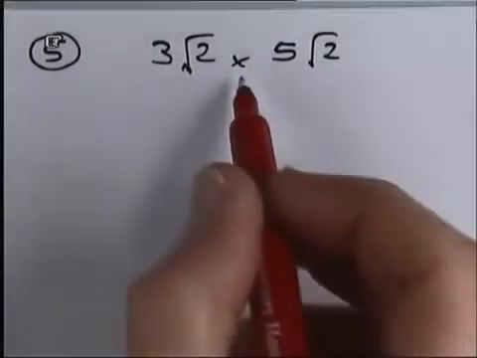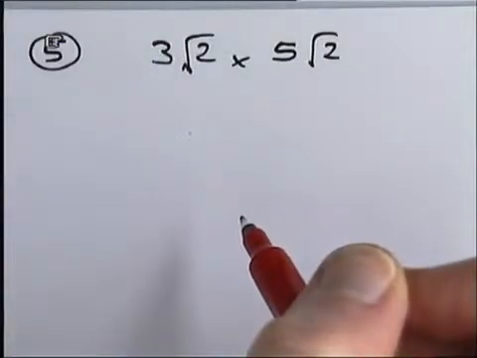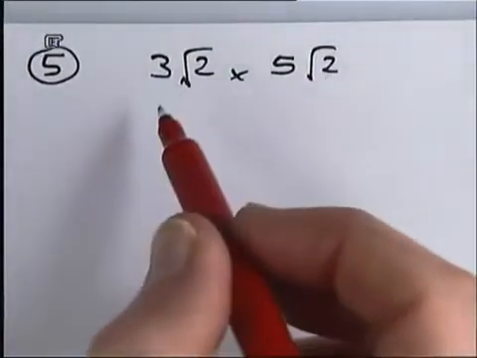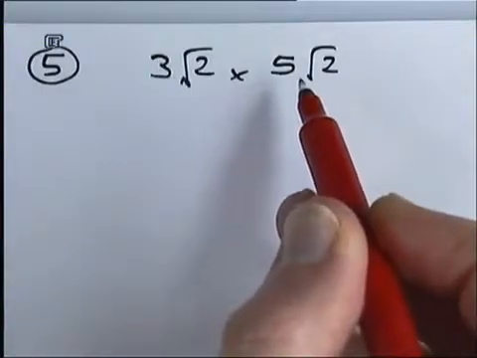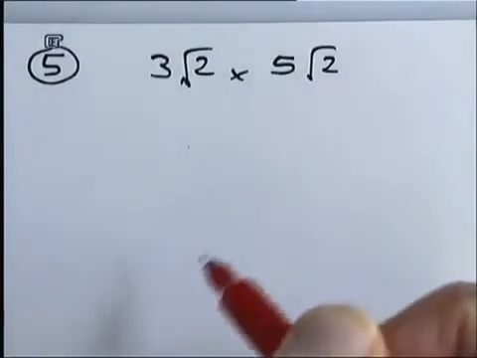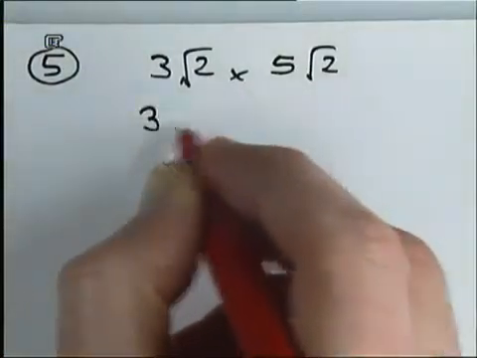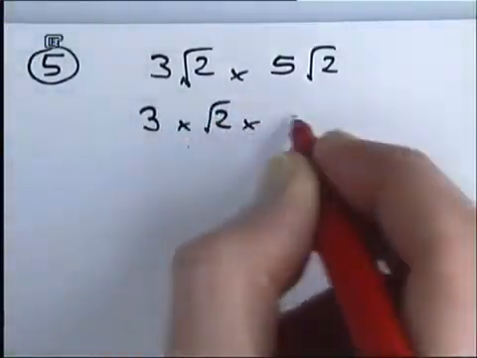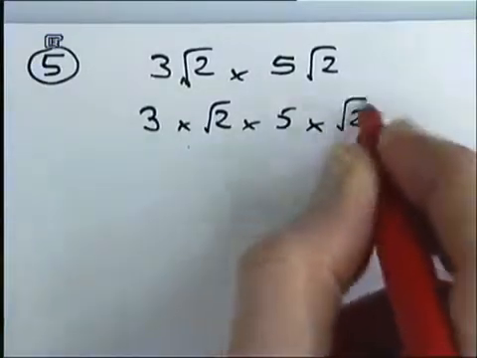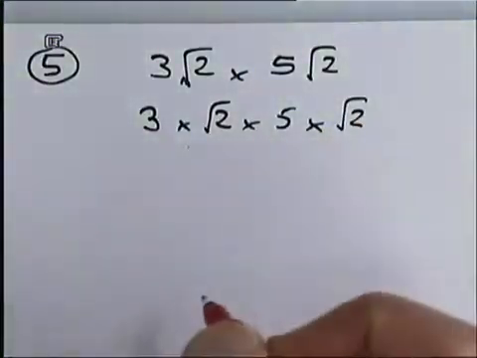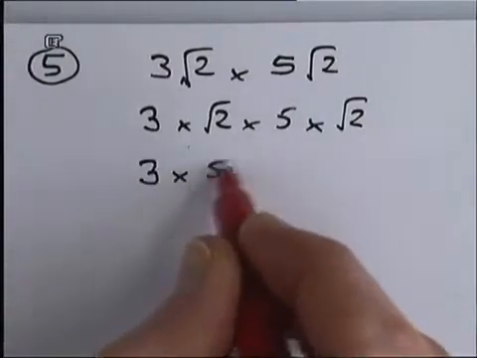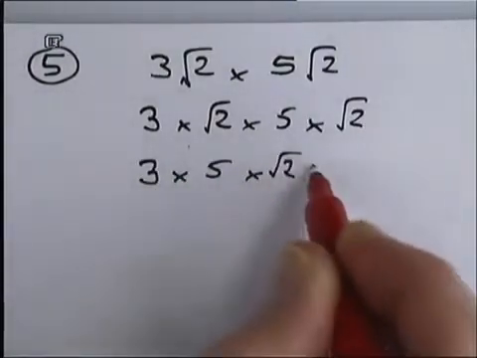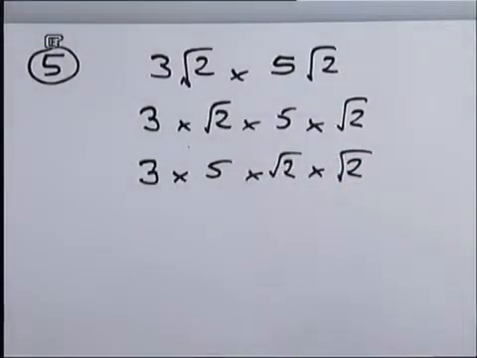Now, this is multiplying two surds together. Think of this in 2 bits. Think of this as a multiplying of the normal numbers, 3 and the 5, and then multiplying the surds, the root 2 times the root 2. If you wanted to, you could write all these times signs in first off. And when you're timesing numbers, it doesn't matter what order you're doing them in, so you could have the 3 and the 5 being times together, and then the root 2 and the root 2 being times together. Now, you wouldn't normally bother writing it out like that, but you could do.